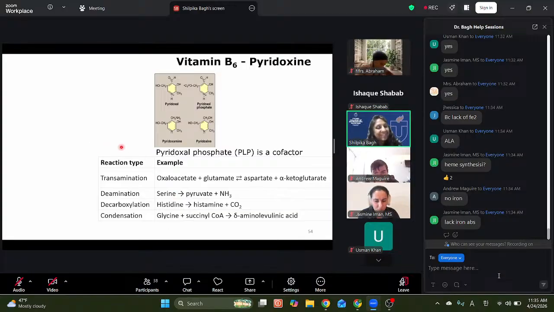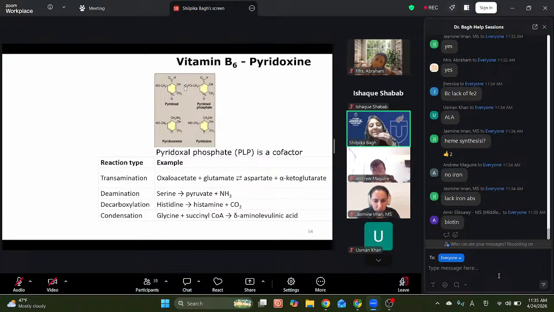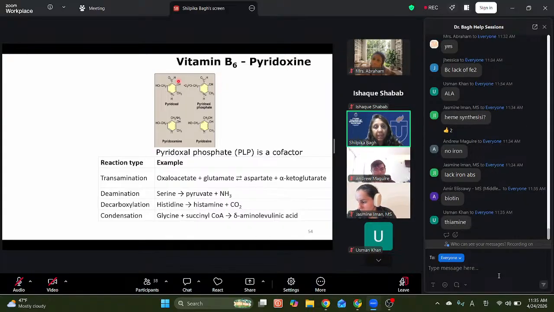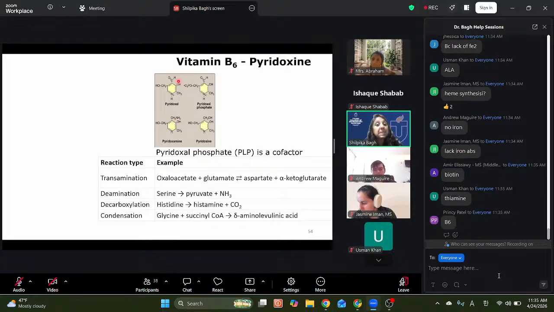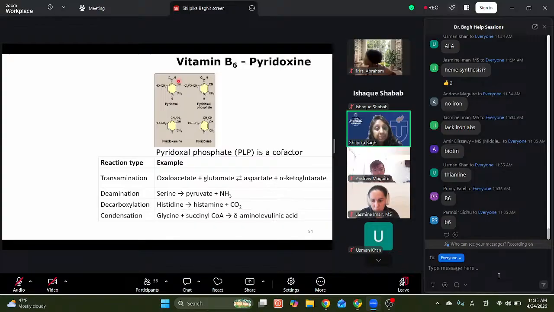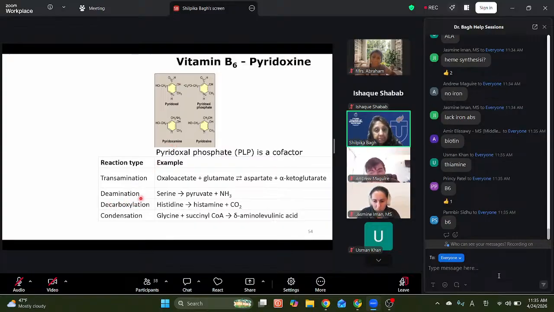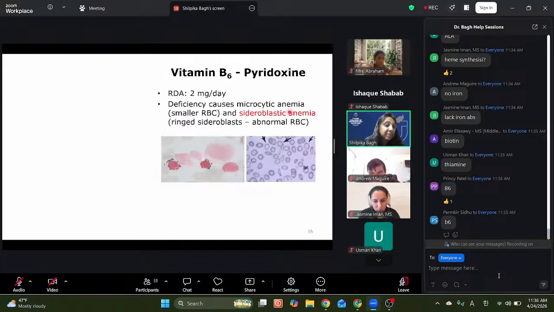But do B6. Just like carboxylase requires biotin, decarboxylase requires anyone? Just like all carboxylases, not vitamin K dependent carboxylase, but all carboxylases require biotin. What does decarboxylase require? Anyone? B6. Yeah, somebody said B6. Look at it here. B6, decarboxylation, right? Just like all carboxylases require biotin, decarboxylases require B6. B6, learn it well. You just flipped it. So I'm telling you, go back and do B6.